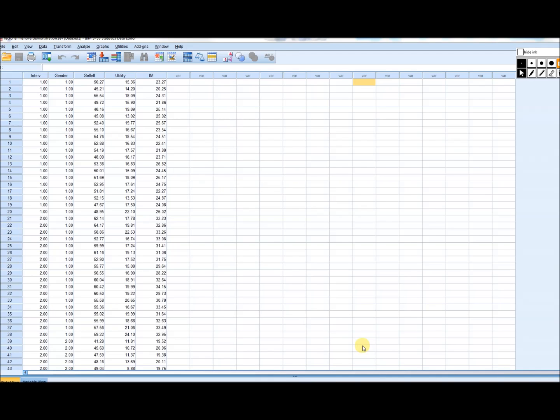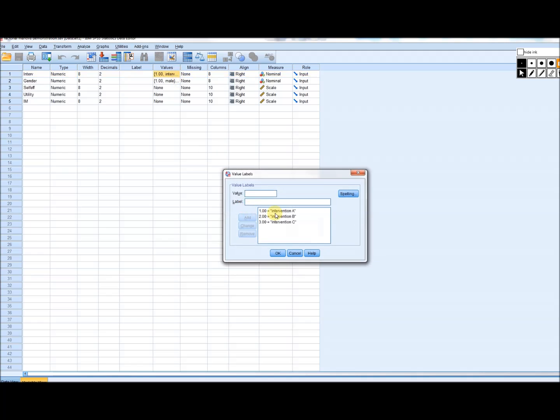In this video, I'm going to illustrate how to carry out a factorial MANOVA and also a couple of follow-up options to the MANOVA tests. So in this example, I have basically two independent variables that are both categorical, which are intervention, which, when we look at this particular variable, we have three levels. We have intervention A, B, and C, which are coded 1, 2, and 3 in our data set.